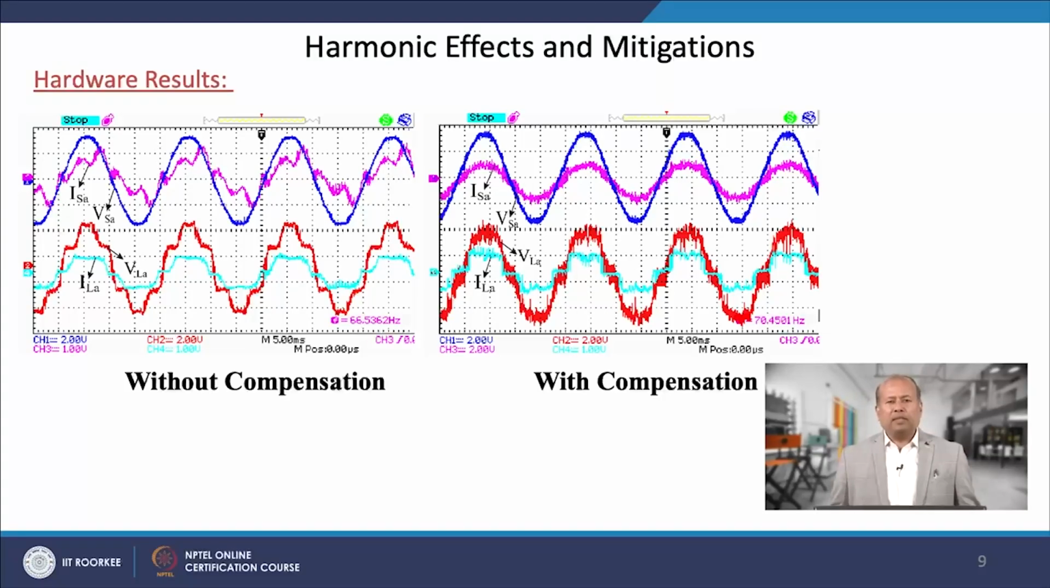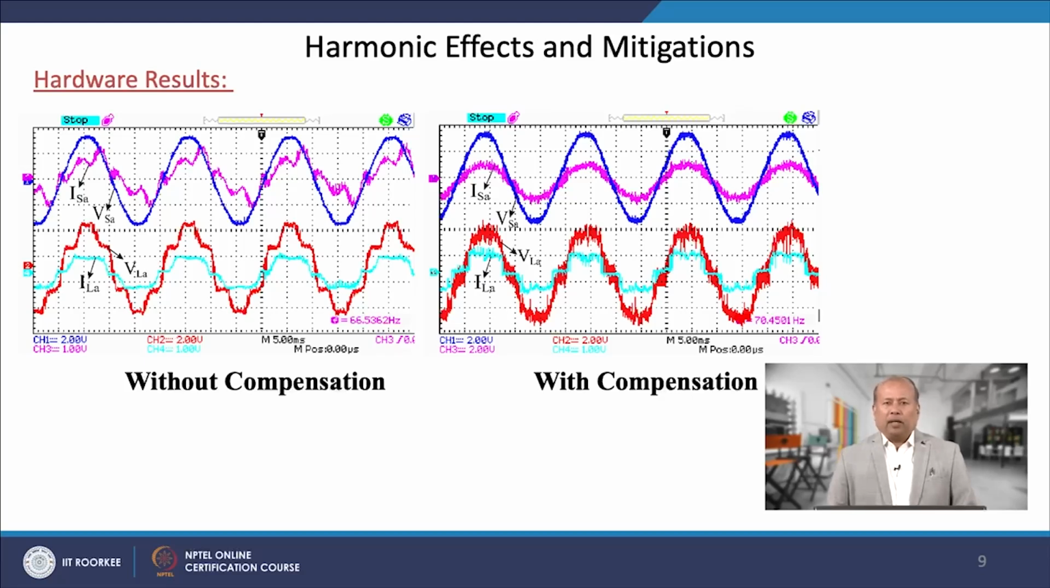VSA represents the grid voltage of phase A, ISA represents the grid current of phase A, VLA represents the load voltage of phase A, and ILA represents the load current of phase A.